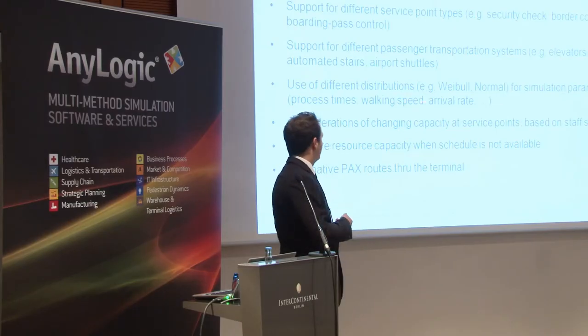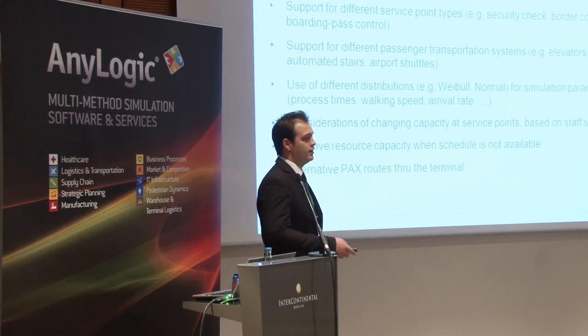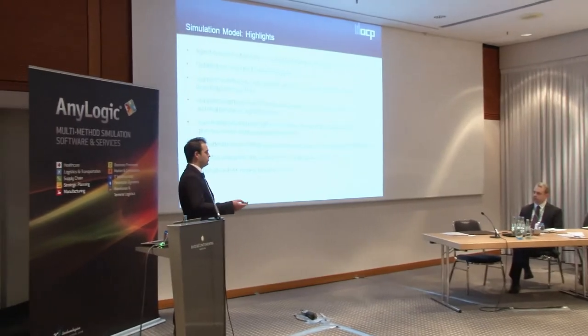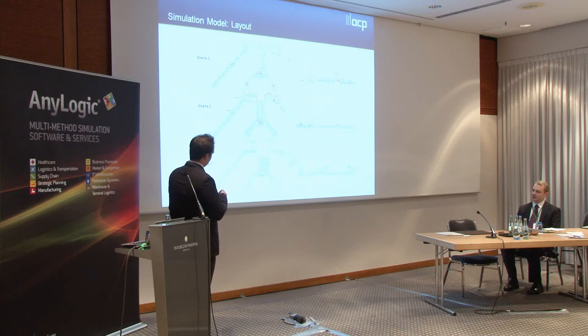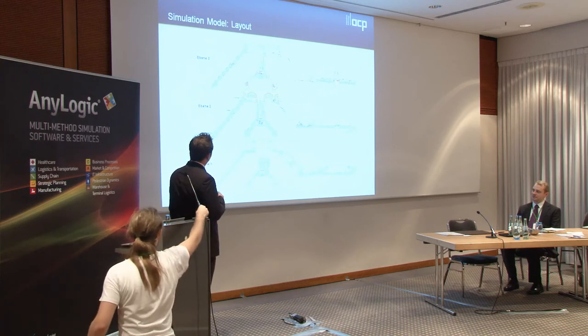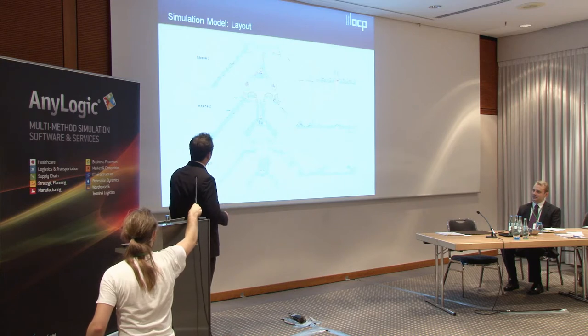When doing all the simulation, we take into account different distributions, for example, the Weibull, the normal, but others as well, which our client requests us to use in order to have a more professional approach on the simulated issues. There were considerations of changing capacity at different service points based on schedule, and adaptive resource capacity when schedule was not available, so when some schedule of some personnel wasn't given to the simulation, and alternative passenger routes through the terminal. Here is how the layout looks like, each story of the Frankfurt Airport, each floor.